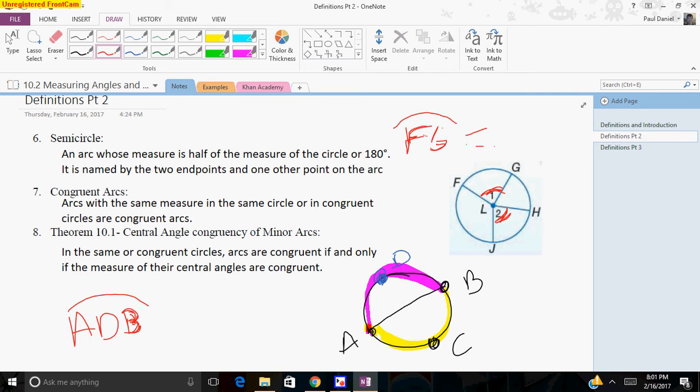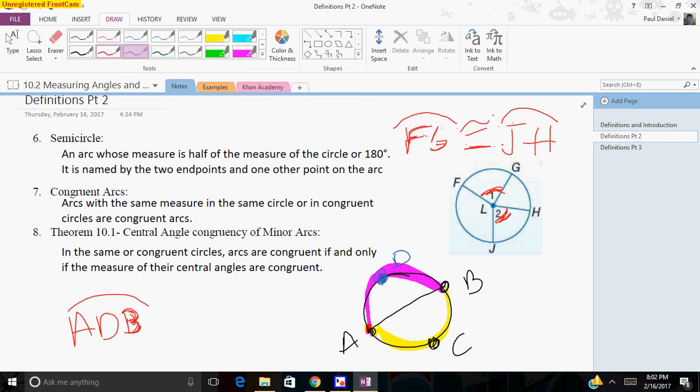is congruent to arc JH, or HJ. Okay, so because I said that those two angles are congruent, then I get to say that those two arcs are also congruent since they're in the same circle. It matters that they're in the same circle because I need to make sure that the radius is the same. If I have a bigger radius, then I'm going to have a bigger arc if the angle is the same. If I have a smaller radius, then I'm going to have a smaller arc.